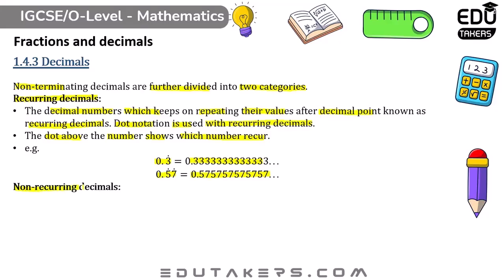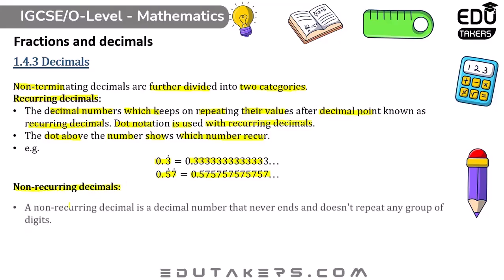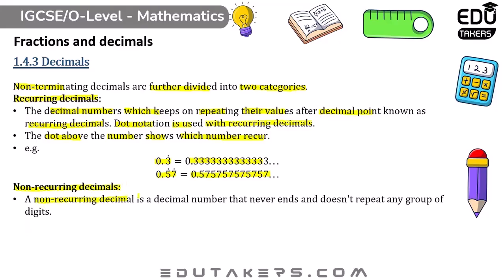Second category is non-recurring decimals. A non-recurring decimal is a decimal number that never ends and does not repeat any group of digits. For example, the value of pi, which is 3.141592 and so on.